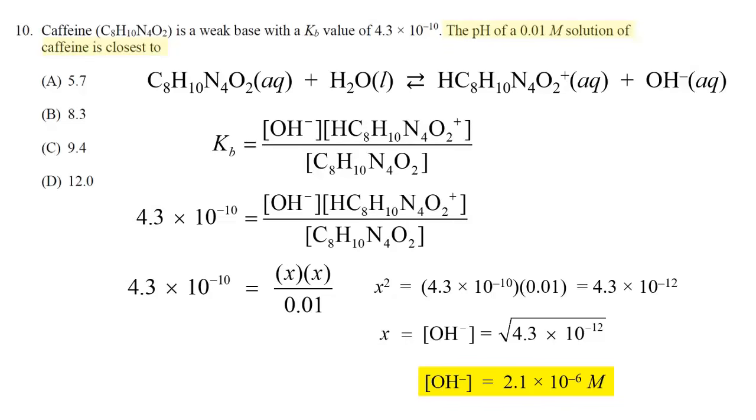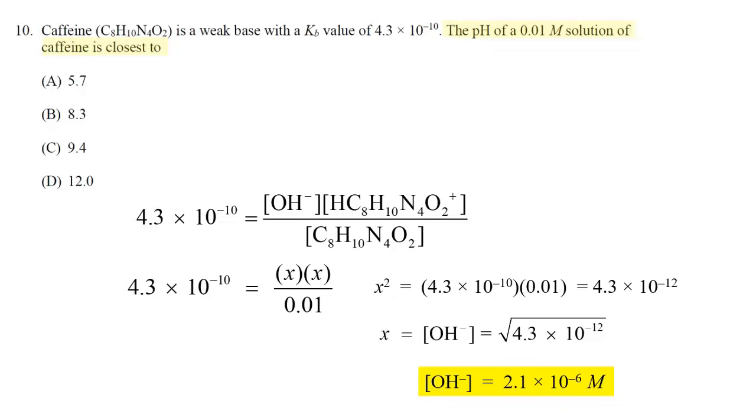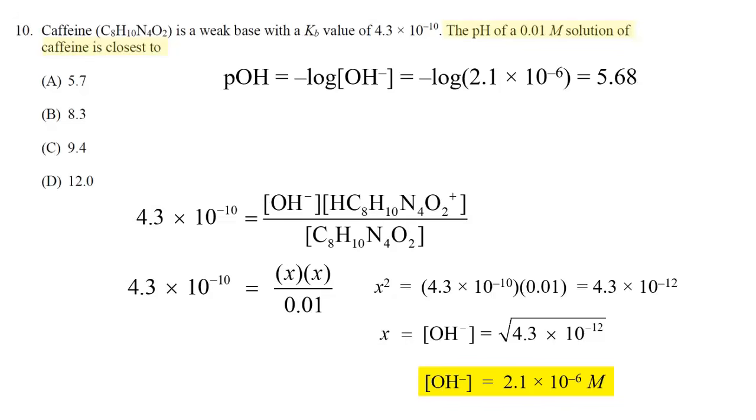Now, to get the answer to question 10, I still need to do two things to that number. 2.1 times 10 to the negative 6 is the concentration of the hydroxide ion. And those two things are, first, take the negative log of that number, and that will give me the pOH value. So when I do the negative log of 2.1 times 10 to the negative 6, that is equal to 5.68. But again, choice A, 5.7, is not the correct answer to question 10.